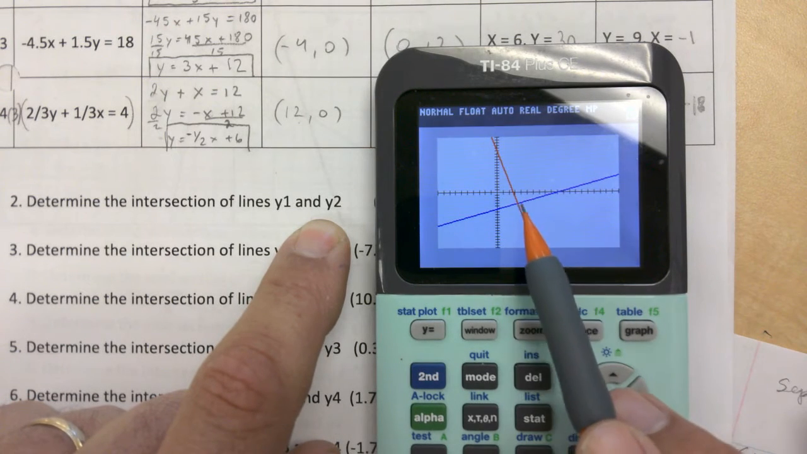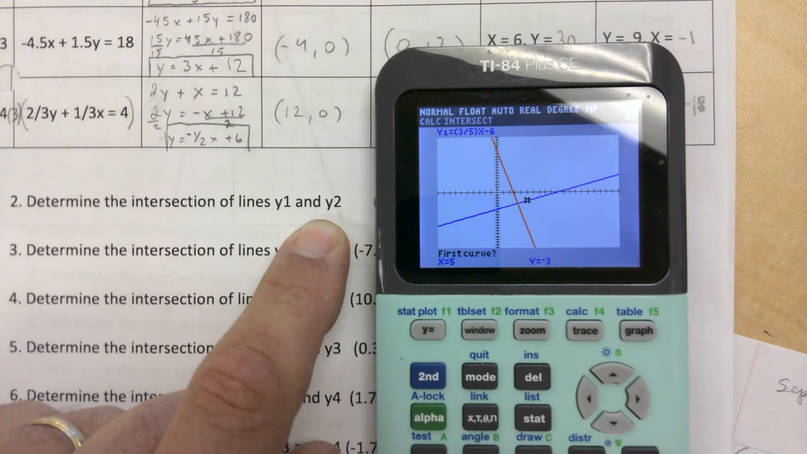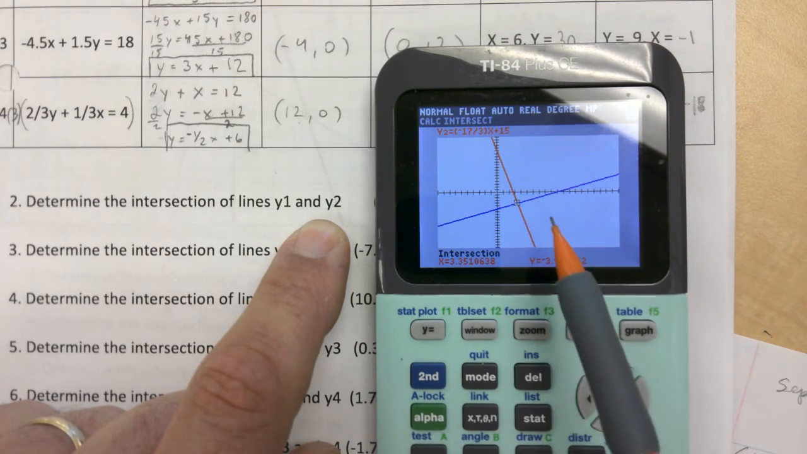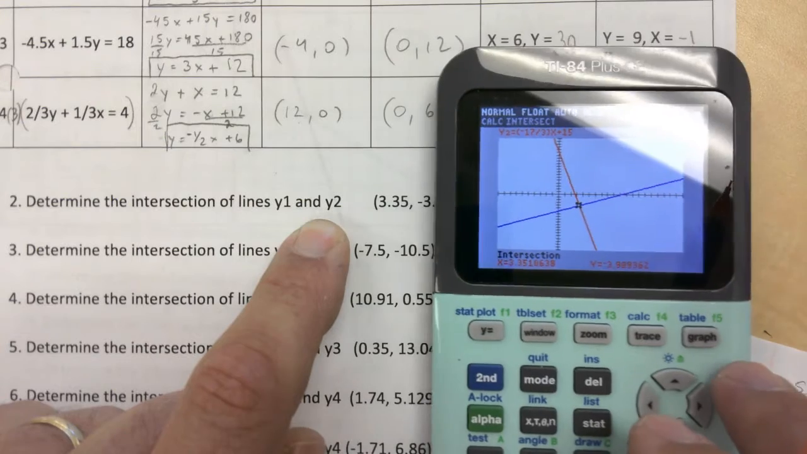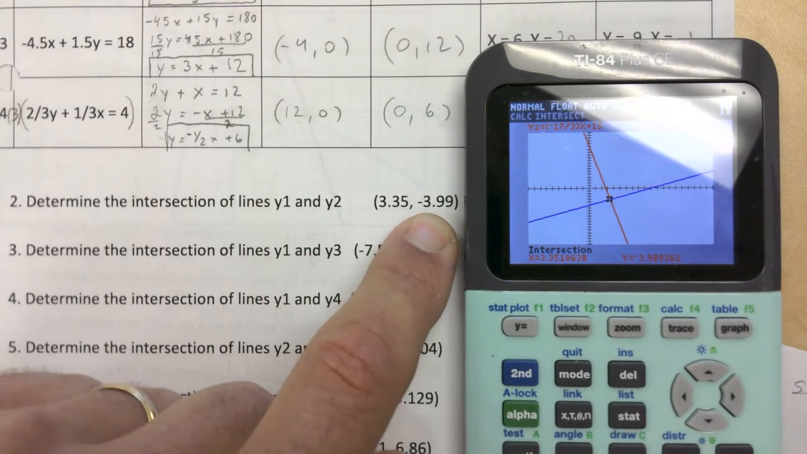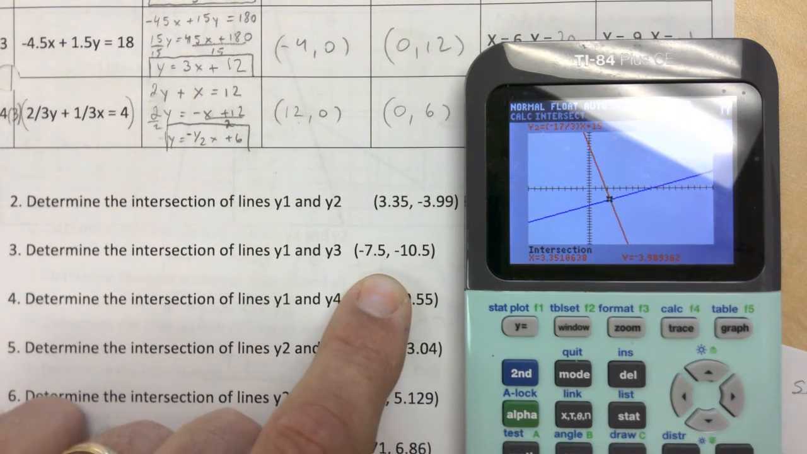Anyways, let's find the intersection between those 2 points, right? So second trace 5, and we're really close already. So I'm just going to go ahead and hit enter, enter, enter, and there it is, 3.35 and negative 3.99, right? If you round it, make sure there's a negative.